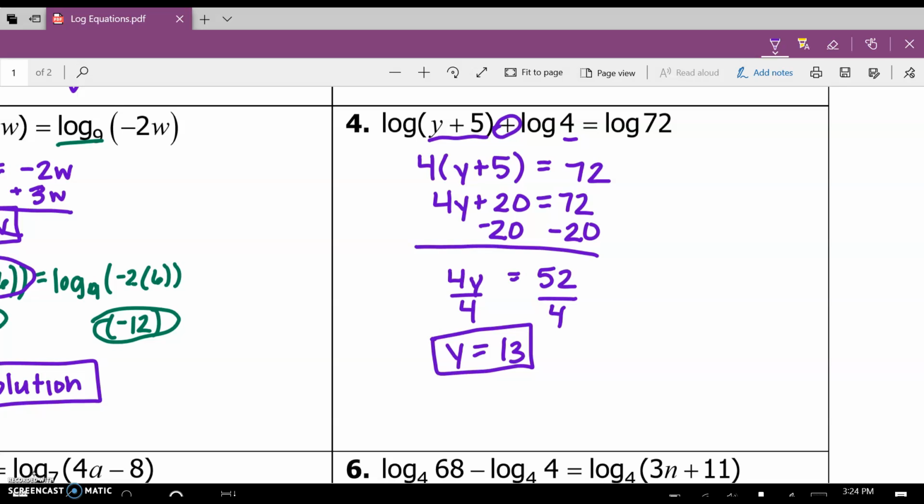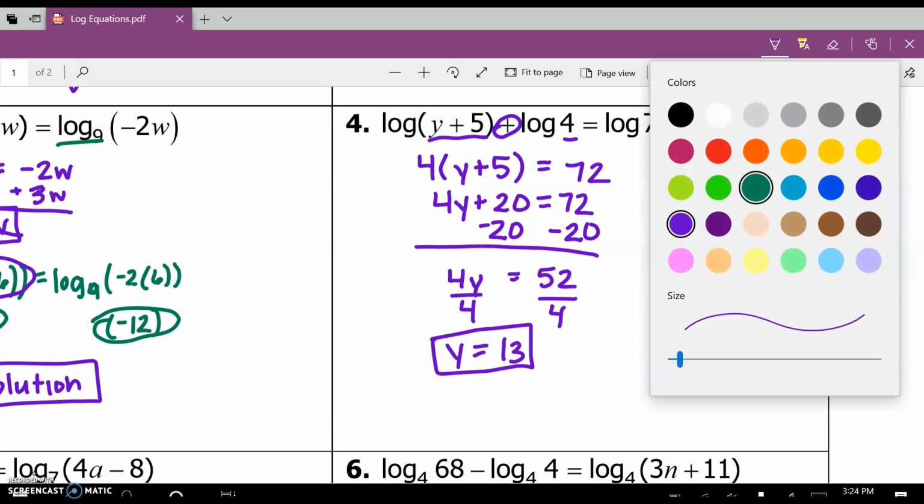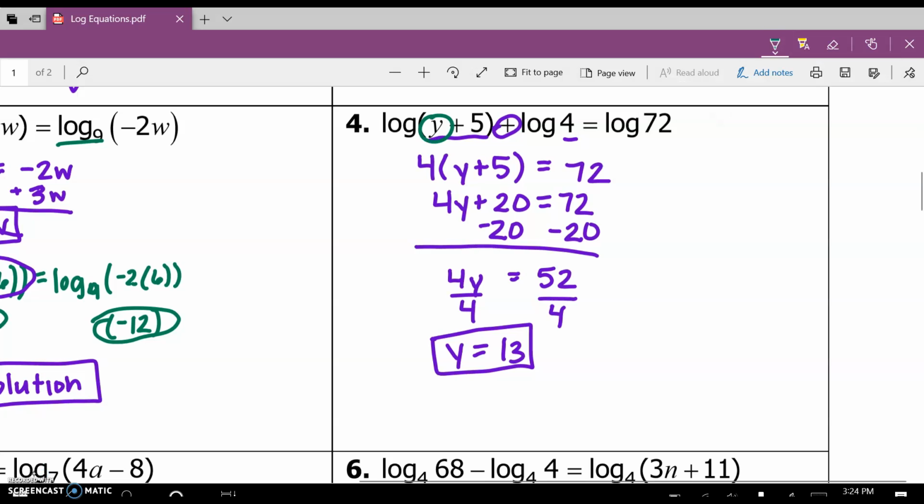Now we still have to plug in, so we would plug in a 13 right here, and 13 plus 5 is a positive number, so as long as that's a positive number, you know that it's going to be fine. We could also check it out as 13 plus 5 is 18, and then it would be 18 plus log of 4. So since it's plus, that means we're going to multiply. And is 18 times 4 72? Yes, it is. So then we are good. Our math checks out.